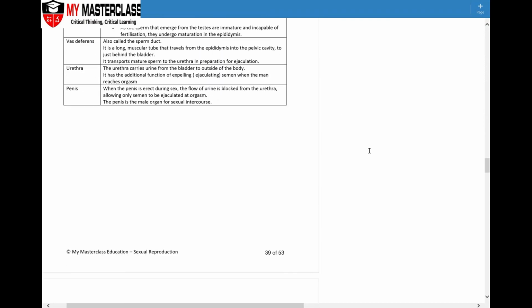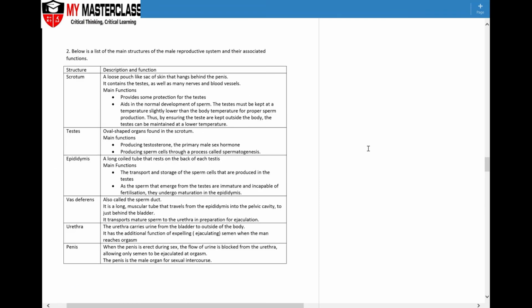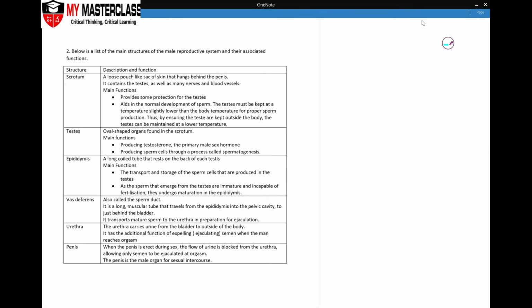Okay, now moving downwards, these are the main structures of the male reproductive system and the functions that we have covered just now. Just briefly, let's go through these components. The scrotum, as mentioned, hangs outside of the body, the main body itself. The main thing is that the temperature must be slightly lower than your body temperature itself.